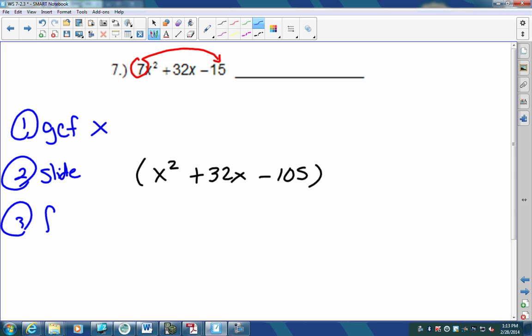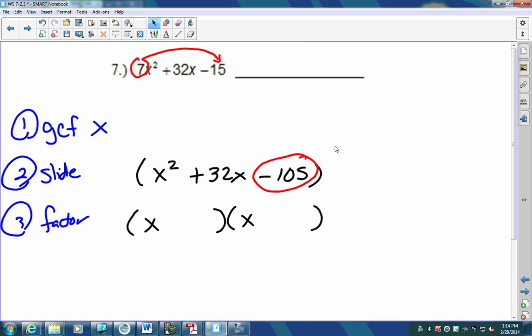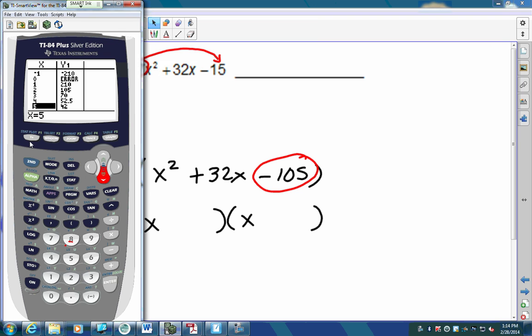Now I need to factor. So the reason I slid was so that I can split up x squared as x and x. I need the factors of negative 105.